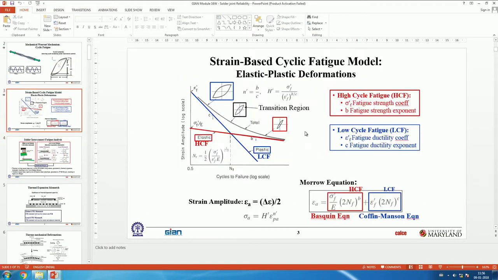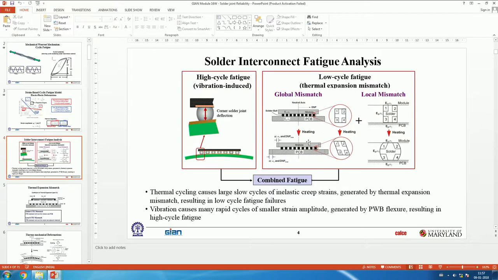But how do we do that calculation, right? So using that Coffin-Manson model, let's go through a simple example where we can estimate the strain level for this kind of a configuration.